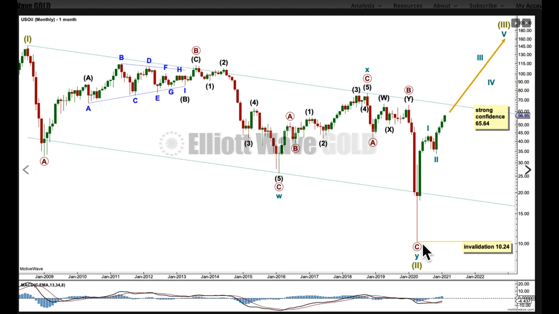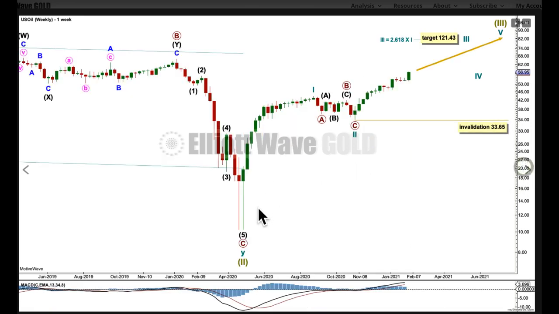Let's take a look at the weekly chart where this low here for supercycle 2 is this point down here. From this low on up, this may be cycle wave 1. Here we may have a zigzag complete for cycle 2, and cycle degree wave 3 within supercycle 3 may have begun here. The target for this wave count at the weekly chart level is for cycle 3 to reach 2.618 the length of cycle 1, at 121.43.